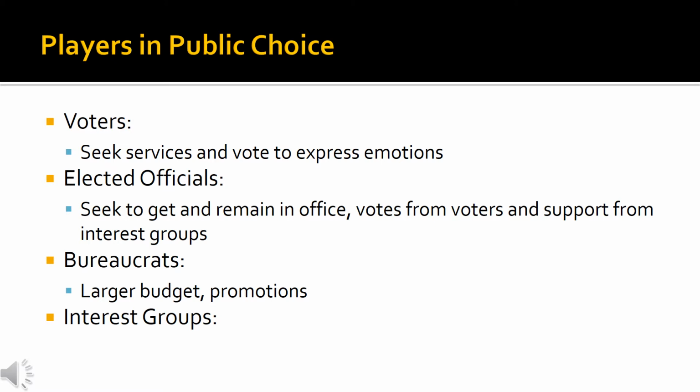Next is elected officials. These politicians seek to get office and then to remain in office. They get votes from voters and they get financial support from interest groups. Next is bureaucrats. They work within the government agencies, enacting the laws and regulations that are passed by Congress. Bureaucrats seek to get larger budgets for their bureaus, for whatever department or commission they work for. And as individuals, they try to get promotions and move up through the ranks within those bureaucracies.